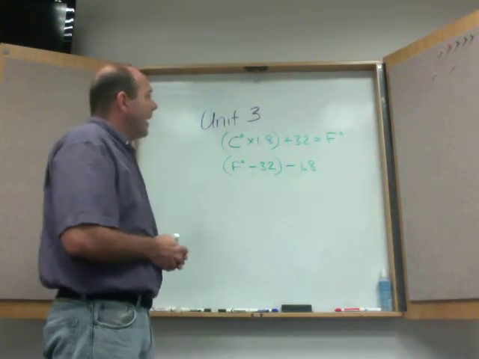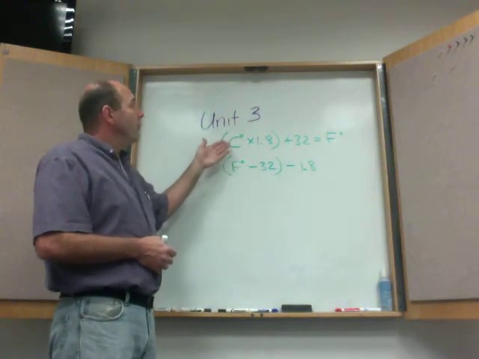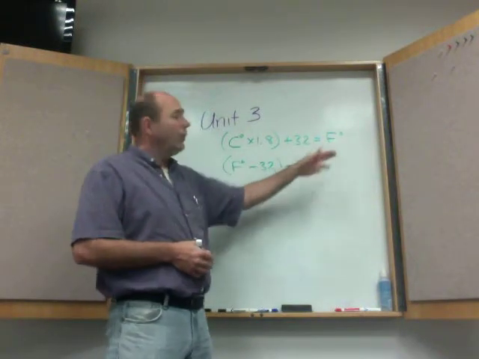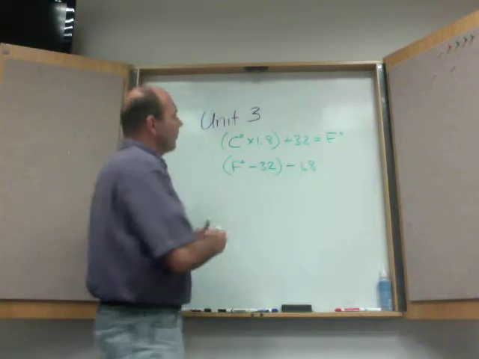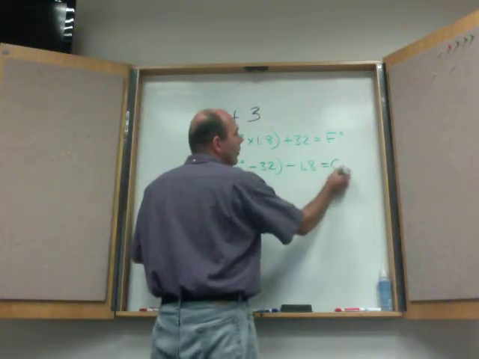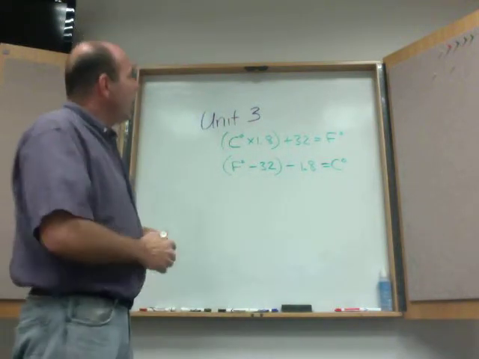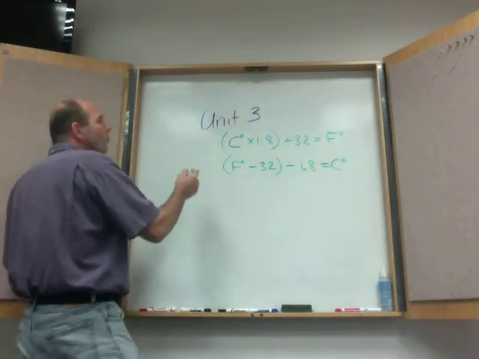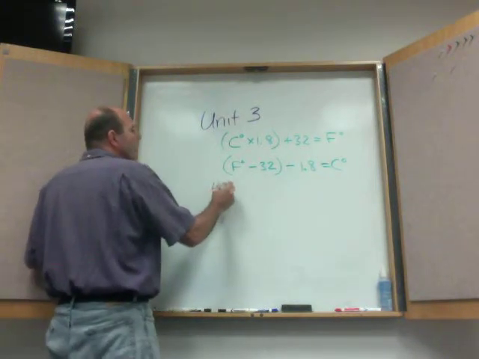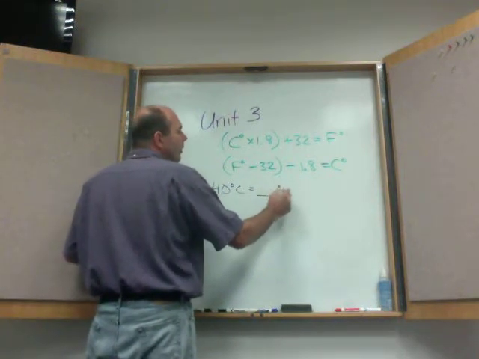If you're looking at this, you've got two formulas. You can convert from Celsius to Fahrenheit, or from Fahrenheit to degrees in Celsius. Let's take a look at, how about 40 degrees Celsius is equal to how many degrees Fahrenheit?